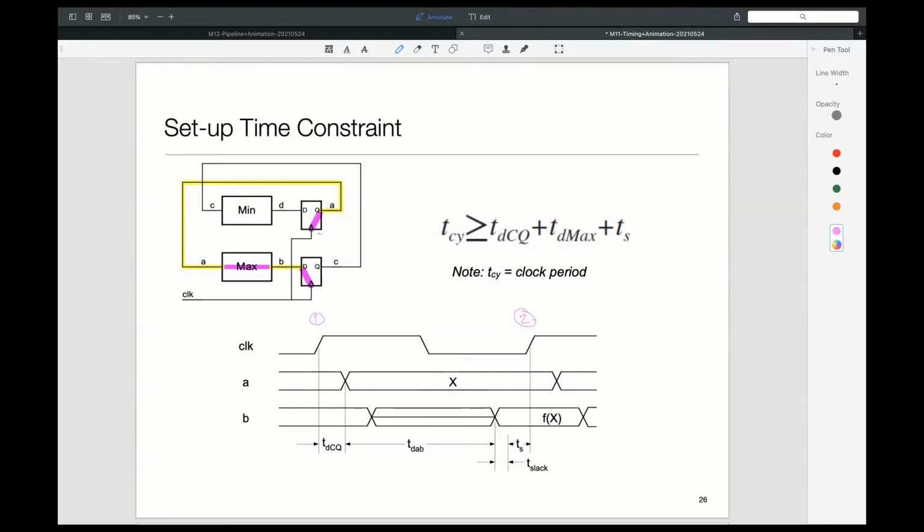At clock tick 1, let's start at the upper D flip-flop. After some time after the clock tick, A will become stable, and that will take time TDCQ, which is the propagation delay for that flip-flop. Then that signal A will propagate. A goes through this max, and then it will become available at the bottom flip-flop in our example.